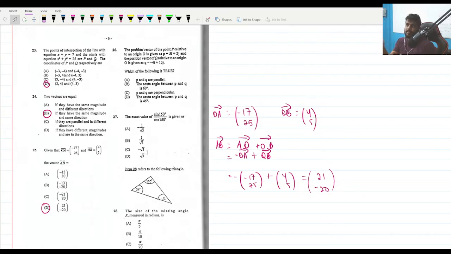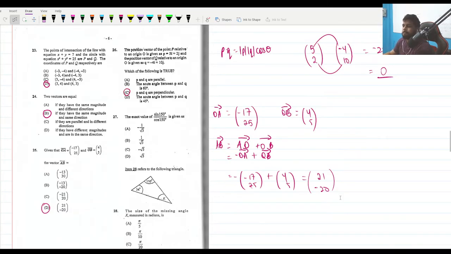So I've seen angles in parts B, C, and D, so I know it's the dot product I'm working with. P dot Q will be mod P, mod Q, cosine theta. I'm going to check what P dot Q is. If P dot Q is equal to 0, then they are perpendicular. So let's check and see. I have 5, 2 and minus 4, 10. This is the easiest way to dot two vectors. Multiply these two, I get minus 20. Multiply these two, I get 20, and add them. That is 0. Given that P dot Q is 0, they are perpendicular. So the answer is C.